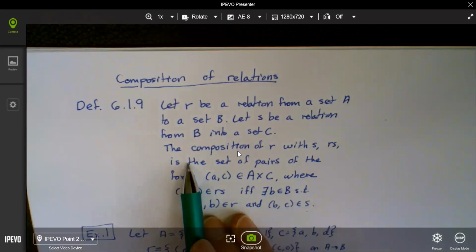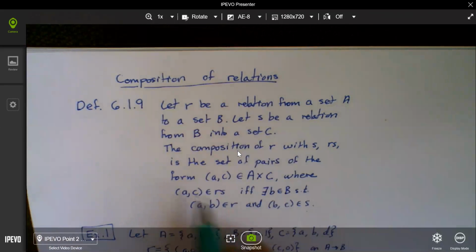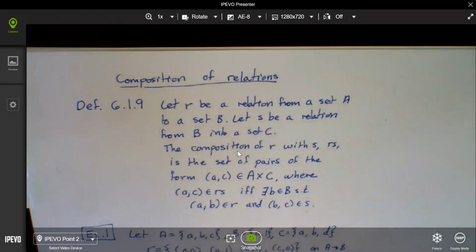If we want to know what the composition of R with S is, it is a set of pairs of the form (a, c) in the Cartesian product of A with C, where (a, c) is in our composition if and only if there exists some element b in set B such that (a, b) is in R and (b, c) is in S. So we're saying (a, c) is in our composition if and only if we have some element b that bridges between a and c, right? So let's do an example of one of these.